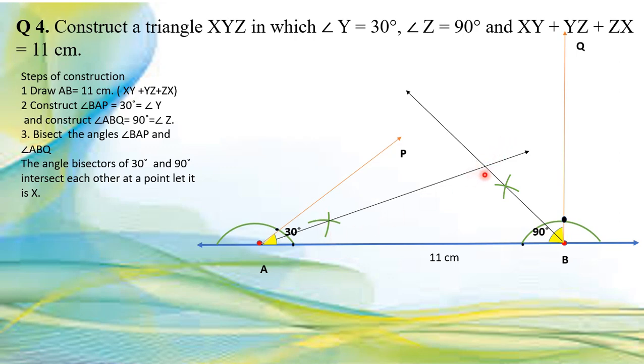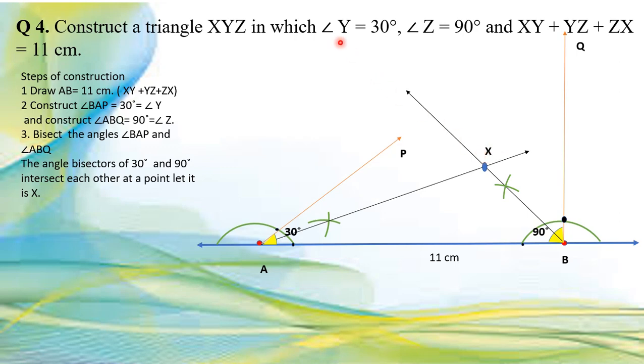Both bisectors of angle A and angle B intersect at a point, so let this intersection point be named X. Now here this is X, as angle A we have drawn for Y, 30 degrees, and angle B drawn for Z, 90 degrees. So the third point of the triangle is X. Now we get the point X, or vertex X, of the triangle.